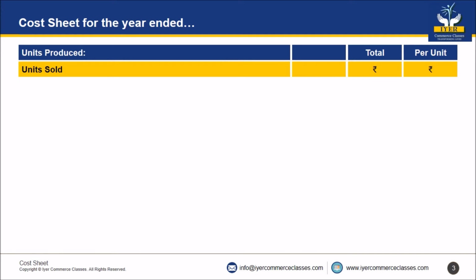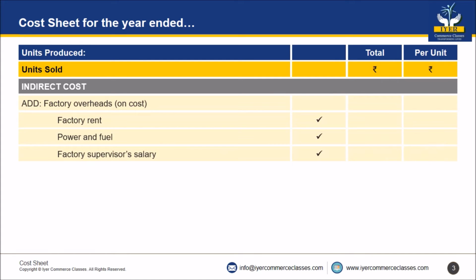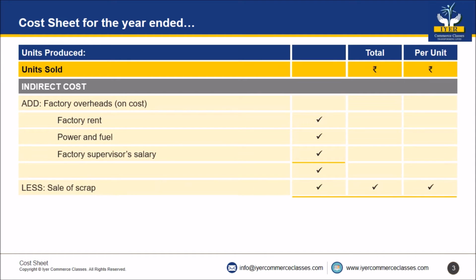Now we go to indirect cost. In indirect cost we start with add factory overheads. It is also called factory on cost. Some examples like factory rent, power and fuel, factory supervisor salary, etc. You add all these items and then you less sale of scrap. In the outer column you will write net factory overheads and you will also calculate the per unit.